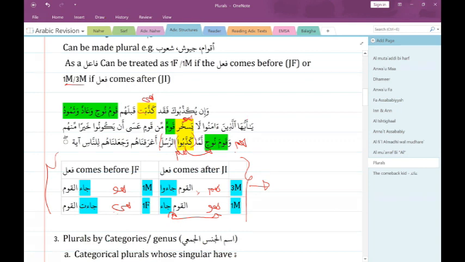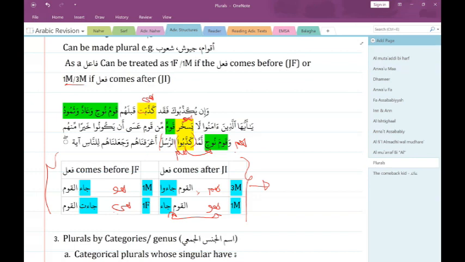So I think a lot of people have asked this question. They go into the Quran, they see kadhabat qawmu, and they're like, why is it feminine? Why is qawm kadhabat? Why is it feminine? And then they go to another place, they see kadhabu, hum version, it's masculine now. Why is it masculine? Before it was feminine, now it's masculine. What's going on? So I just wanted to clarify what's going on in that sense.